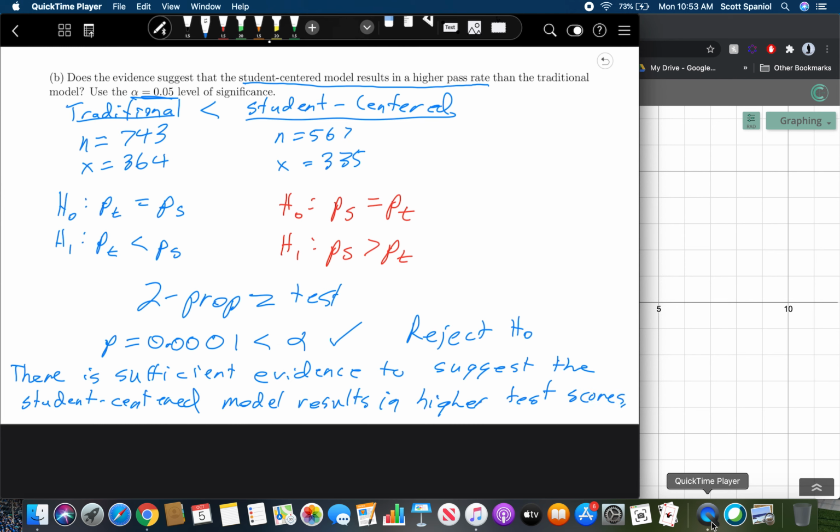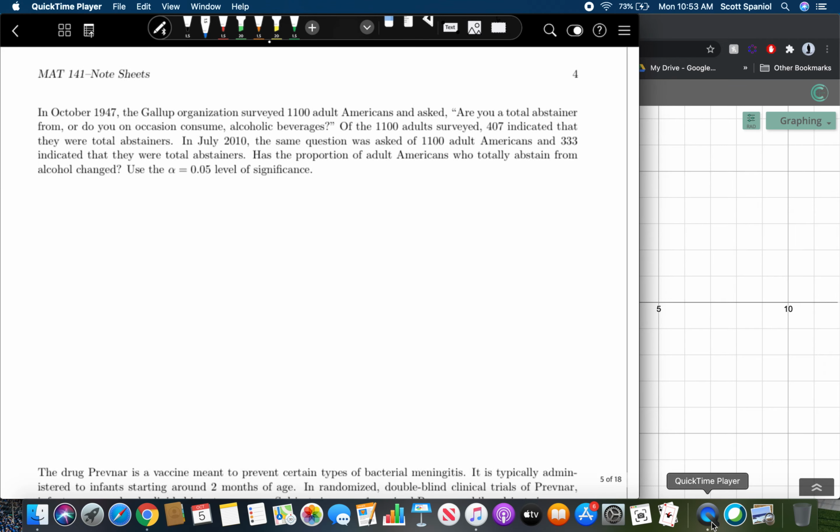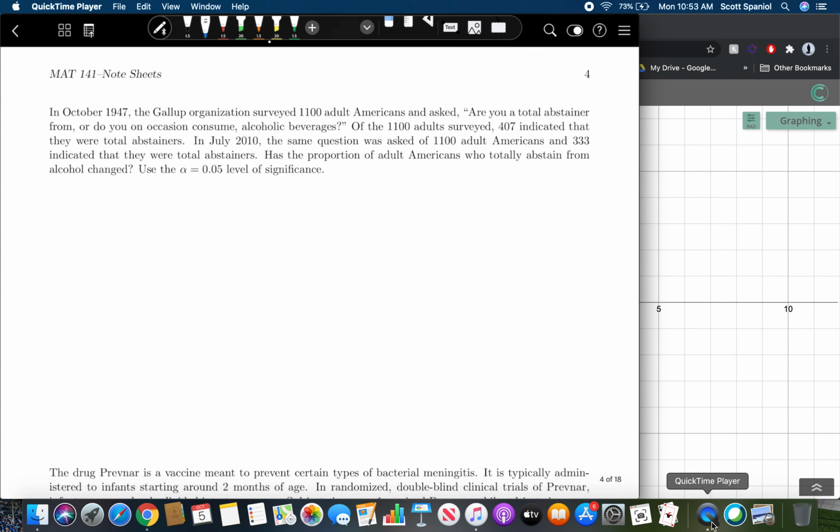Okay. So that's the idea. So this works just like it did in chapter 10. The only thing that's a little different is that instead of comparing P to some fixed proportion, we're comparing two different p-values. Okay. So let's go ahead and flip to the next page, and we can try one more of these together, and then I'll have you all try one.